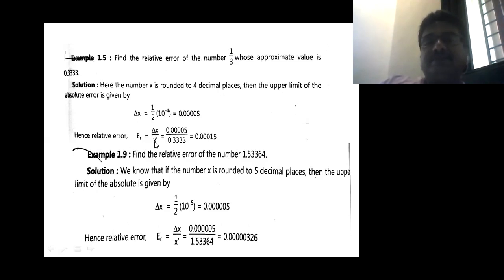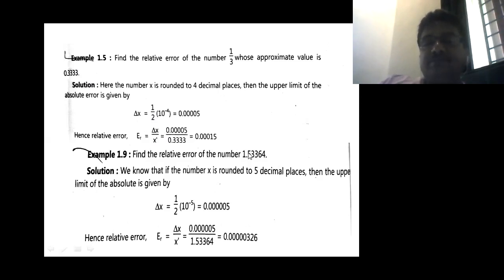Delta x divided by x dash. So this is the approximate value of the 1/3. This number is rounded to four decimal places, and therefore the absolute error is 1/2 10 raised to minus 4, and then the relative error is the absolute error divided by the value given, the approximate value or true value. Okay. So the next question is to find the relative error of the number 1.53364.